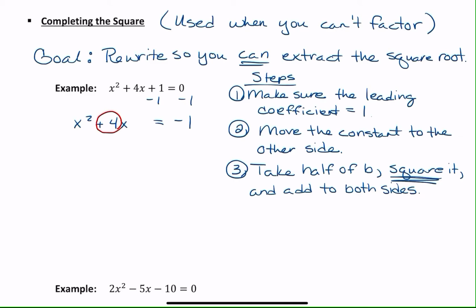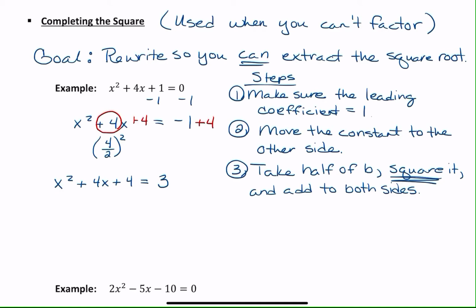So I'm going to take 4 divided by 2, which is half of b, and square it. Which here is nice. 4 divided by 2 is 2. Squared would be 4. So I'm going to add 4 to both sides. Now it's not always that nice, but take advantage of it when it is. So here I've got x squared plus 4x plus 4 equals 3.